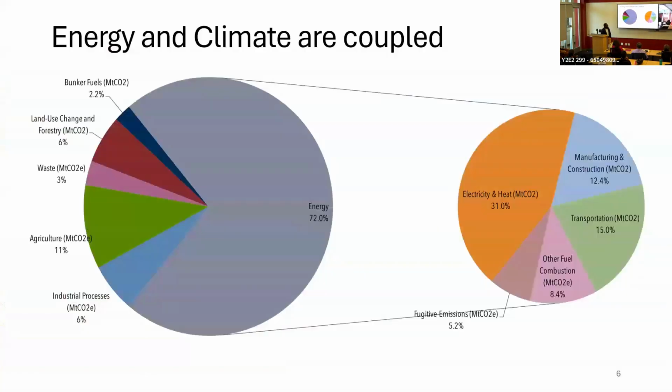And so if we think about climate change, we think about energy because they are quite coupled. If you look at the fraction of our activities that contribute to climate change, you see that energy takes a huge fraction, a whopping 72%. Now, if you zoom in to the part of energy that takes most of that, it's electricity and heat, and also transportation. And you'll see how these systems are going to start being coupled when you think about the future electricity grid. Now, let's talk about the grid.